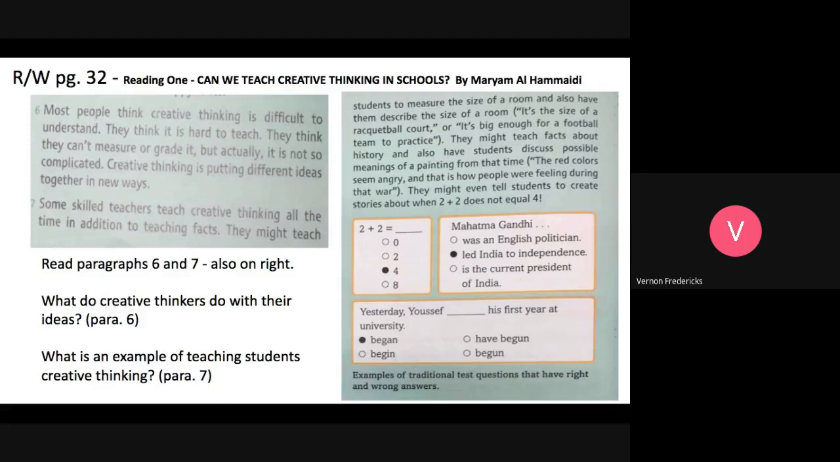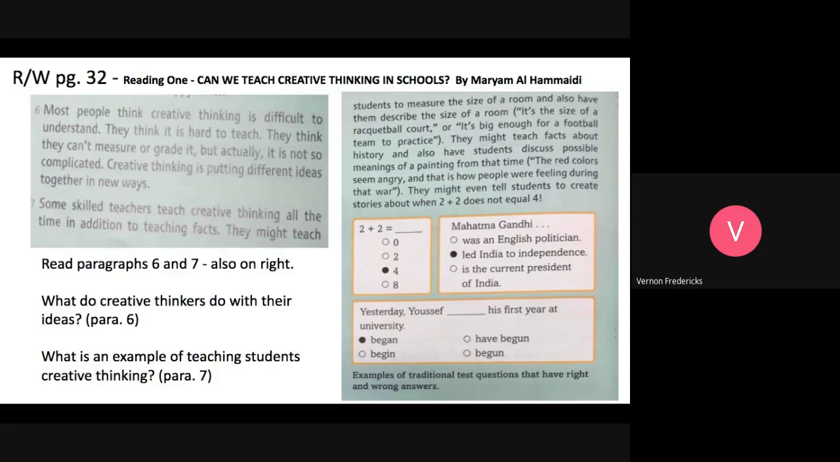So for example, how big is the classroom? We're going to use the measuring maybe of math. We're going to use the math skill there to measure the classroom, but also be creative for what it can also be used. Okay, here's an example.